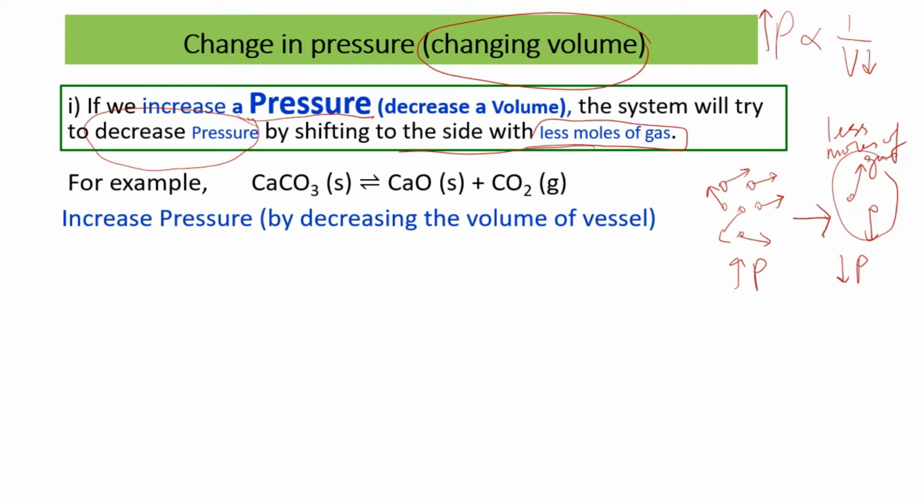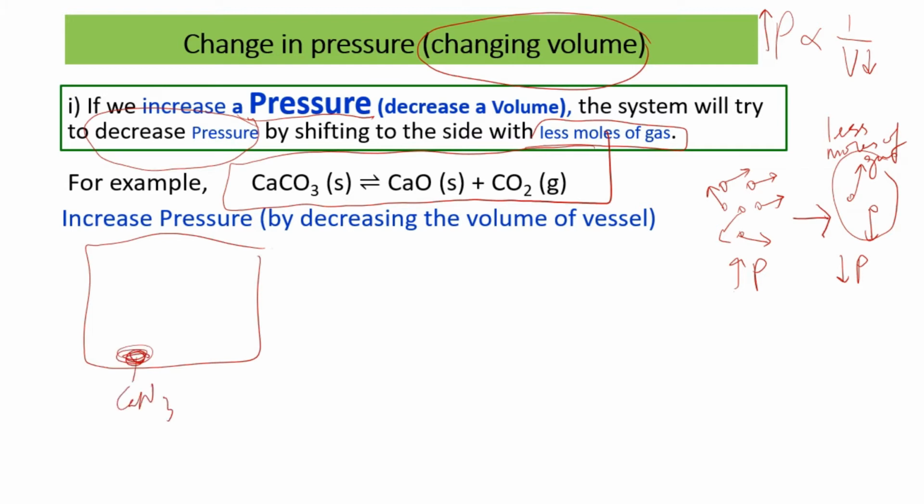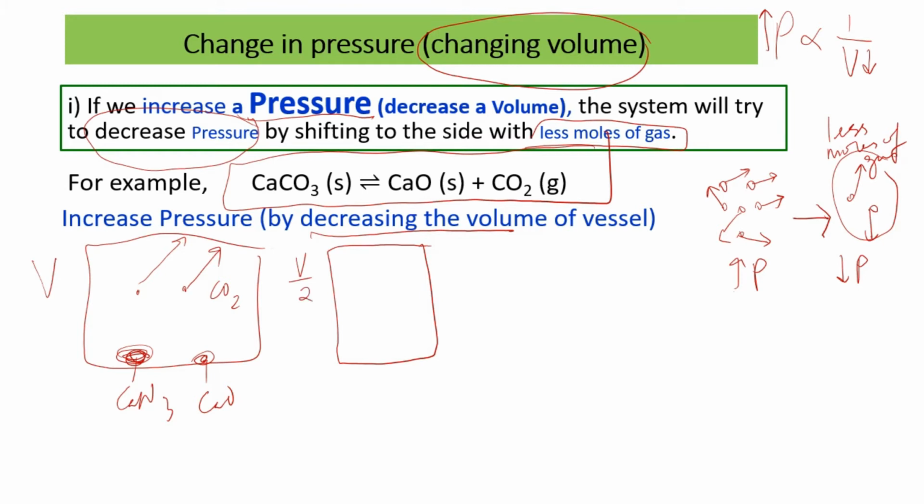Okay, let's see. This is the equilibrium system. So we have a container. So we have an equilibrium, so this is calcium carbonate. We have some calcium oxide, and we have some carbon dioxide. Okay, so what would happen if we reduce or decrease the volume? So we cut the volume into smaller, let's say half. This is V, this is half V. Okay, what would happen? Okay, this is calcium carbonate, calcium oxide.